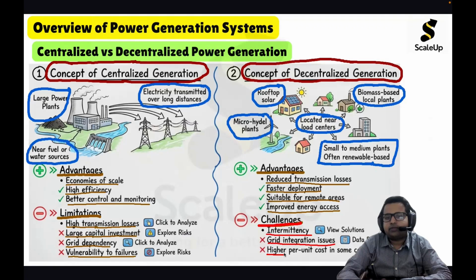And also there is a challenge of high per unit cost in some cases. In some cases, electricity generation will be very expensive, so high per unit cost will be there. So this was the difference we saw between the centralized power generation versus the decentralized power generation.